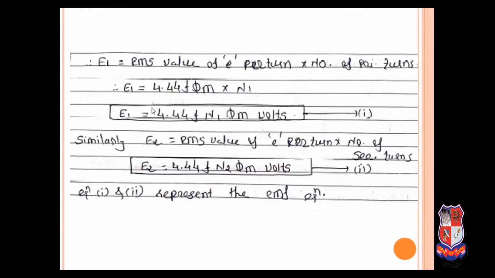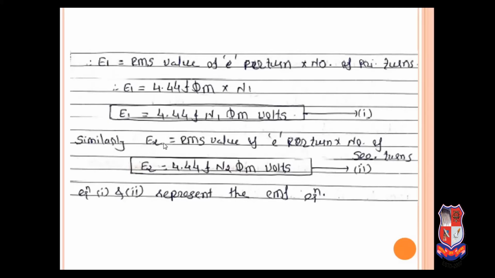Now E1 is equal to RMS value of induced EMF per turn into number of primary turns. RMS value of induced EMF per turn should be given by 4.44 frequency into phi m, and number of primary turns should be given by N1. So at the end we can get the equation E1 is equal to 4.44 frequency N1 and phi m. So this is the equation for the induced EMF inside the primary winding.